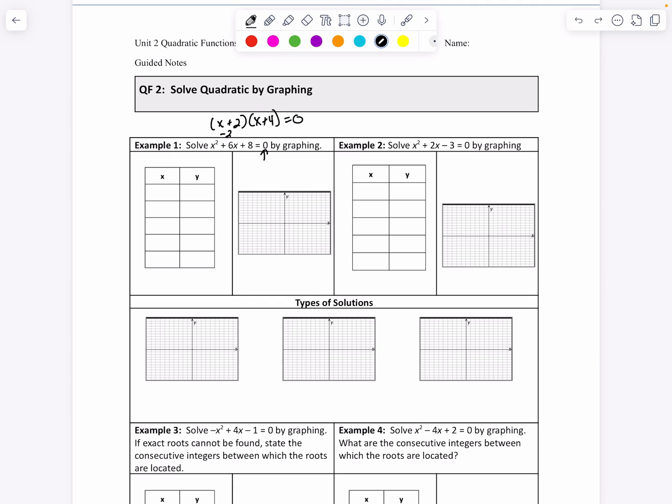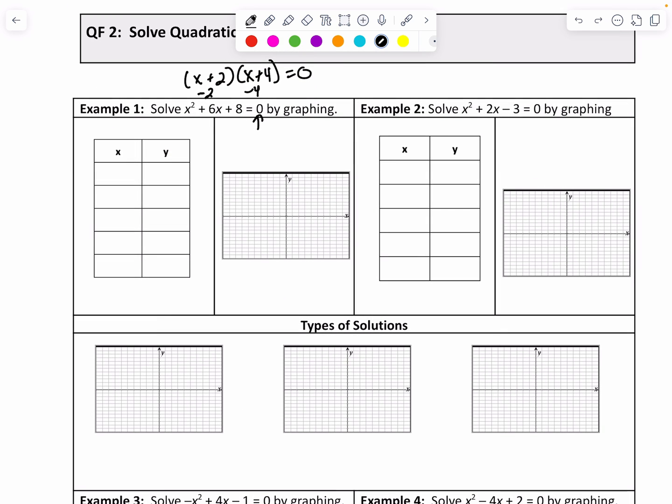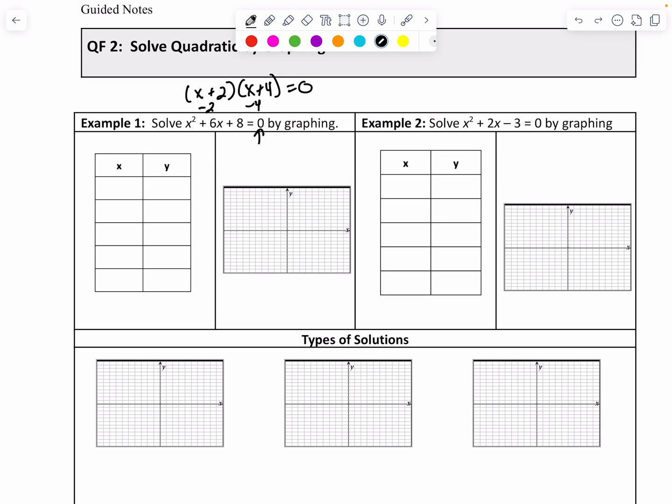So negative 2, and if I put a negative 4 in here, that makes this piece 0. So x plus 2 times 0 is 0. So I already know the answer by factoring. But it's going to ask you to do it by solving, and so you need to know how to do that. But you can check it because you already know the answer.